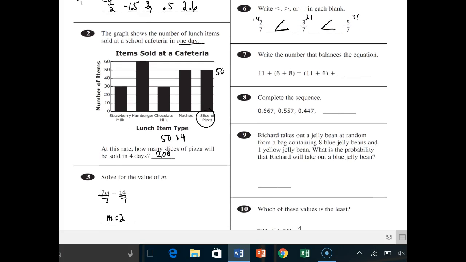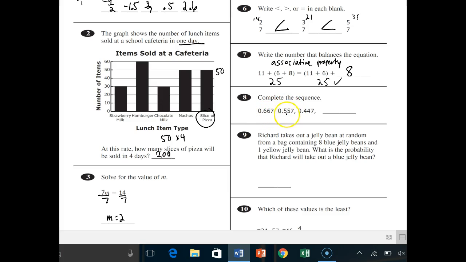Number 7 is all about the associative property. So how could I rewrite 11 plus 6 plus 8 to mean the same thing? All they did was move the parentheses. So it's just a matter of the associative property. And you could ask yourself, just to make sure, okay, 11 plus 6 plus 8, that's 14 plus 11, that's 25 on this side. And then when I plugged in 8, did I get 25 on this side? Sure did.